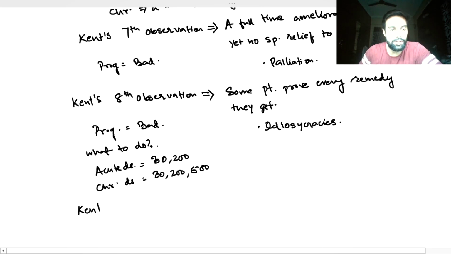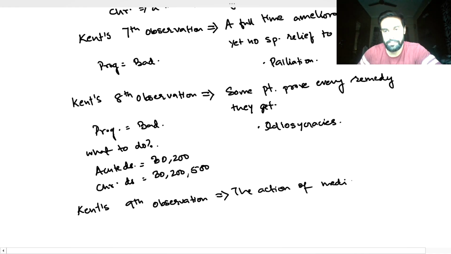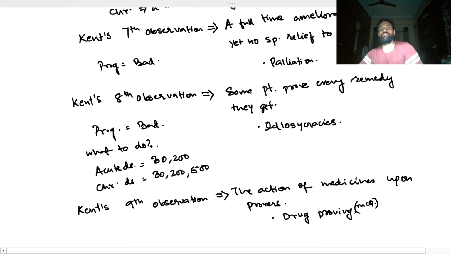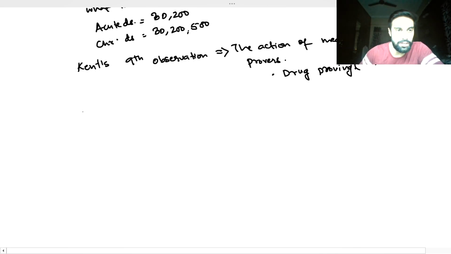Next, Kent's ninth observation. Which is the action of medicines upon provers. Okay, so this is nothing but drug proving. Another very important MCQ, drug proving is which observation of Kent? Answer is ninth observation.